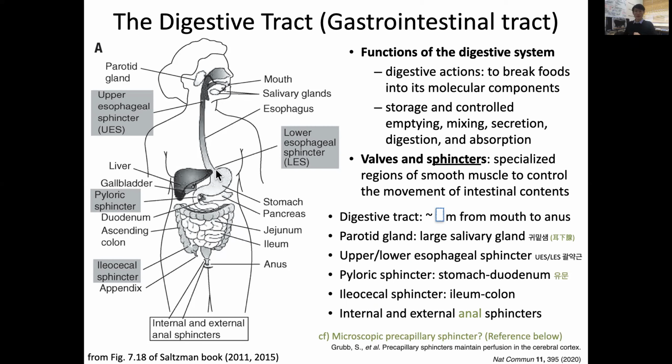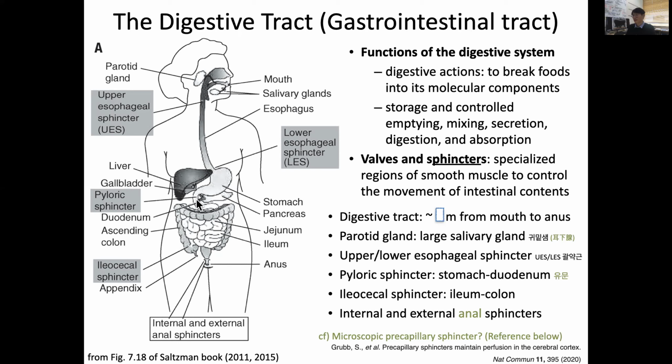This lower esophageal sphincter is important because if it doesn't work, that very acidic stomach acid can come up, which causes pain. You probably remember reflux, which is sometimes bad because it may cause esophageal cancer.